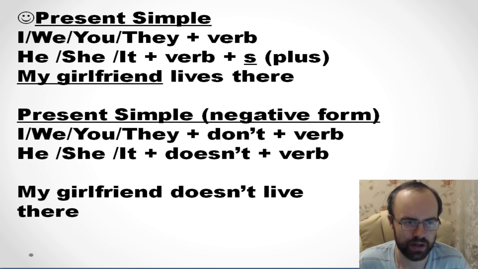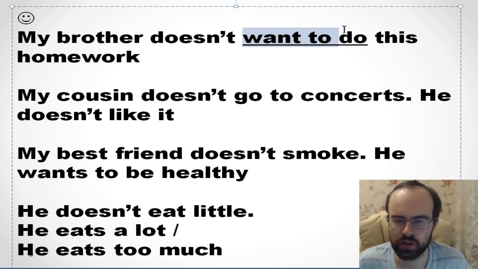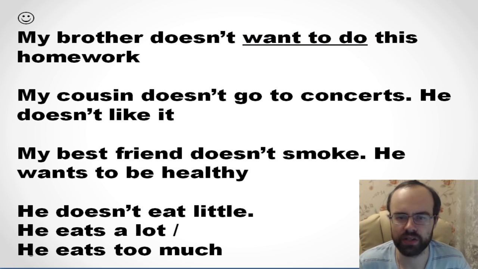Okay, more examples and more practice. My brother doesn't want to do this homework. So you know that if we have two verbs, we usually put to between them. So want is a verb and do is a verb. So we put to, want to do, okay? So my brother doesn't want to do this homework. My cousin doesn't go to concerts. He doesn't like it.